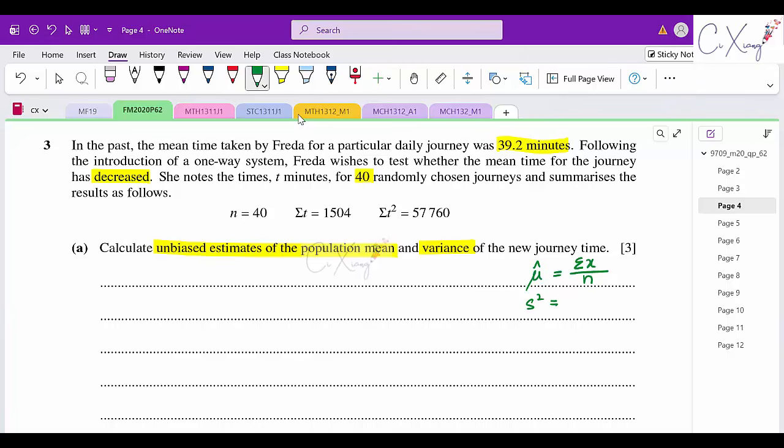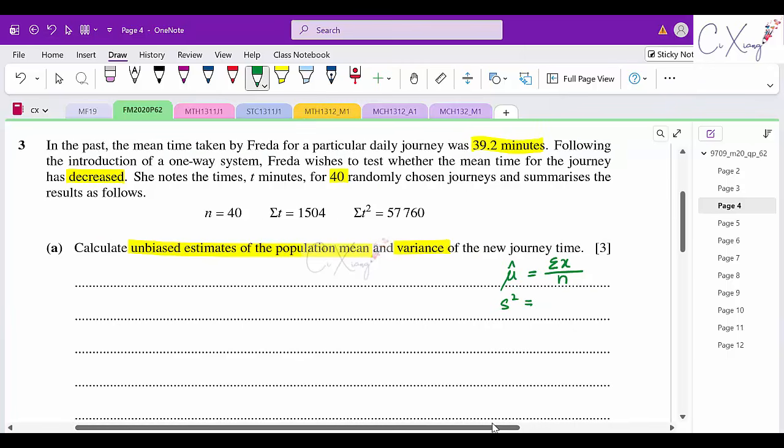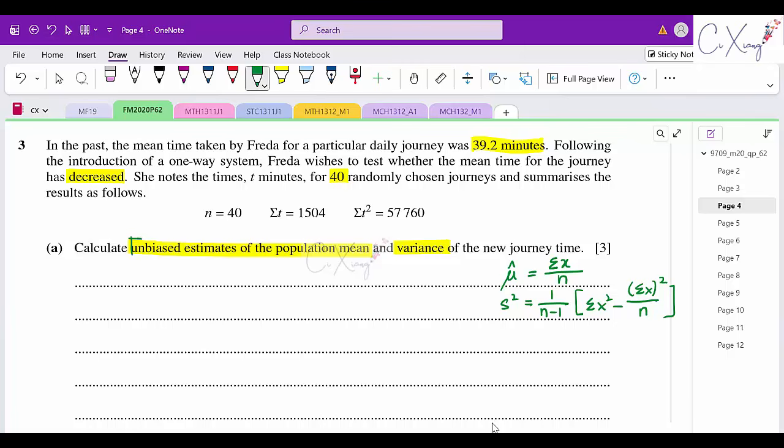can. There are a few formulas here. One of them is 1 over n minus 1, then summation of x squared minus summation of x, the whole thing squared, divided by n. This is the formula for unbiased estimates of mean and also the variance for population. Okay, so just in case you can't remember this formula, basically they are provided in the formula booklet.